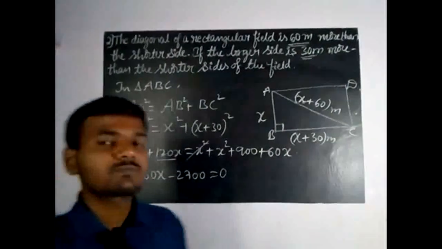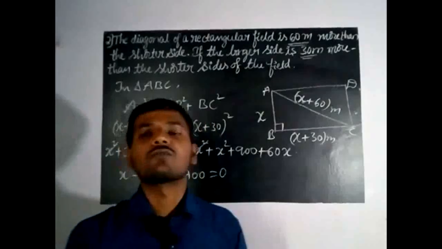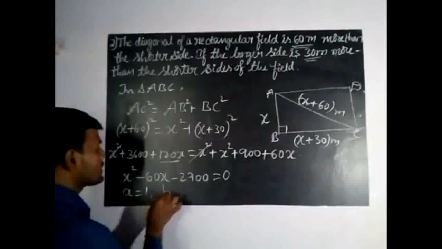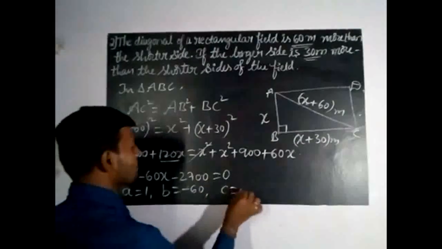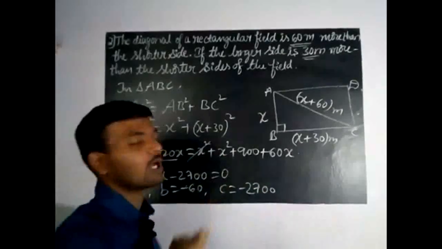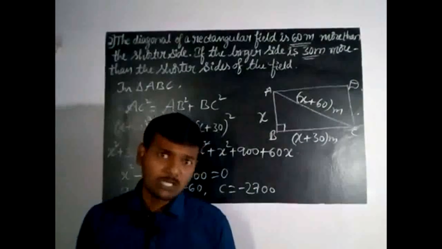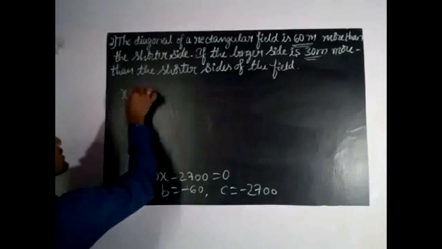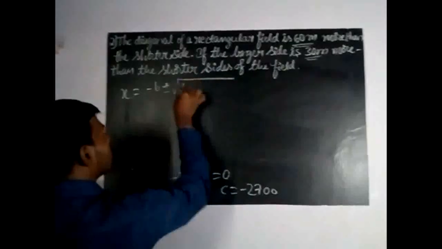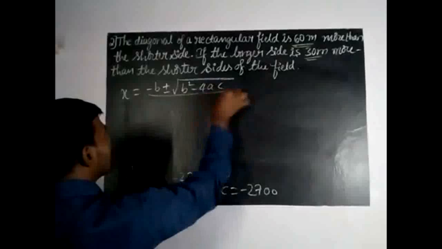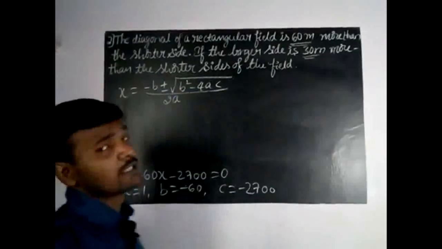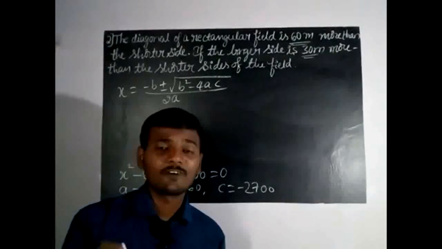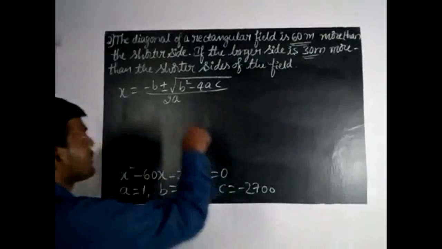Now by applying the quadratic formula, we can find the roots for this given quadratic equation. So here a is equal to 1, b is equal to minus 60, and c is equal to minus 2700. Let us find the roots: x equals minus b plus or minus root of b square minus 4ac, by 2a. The formula is compulsory whenever you want to find the roots of a quadratic equation by using the quadratic formula.